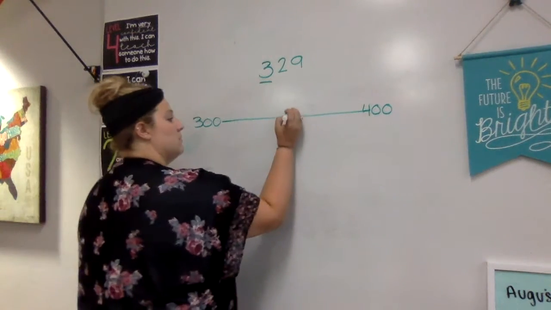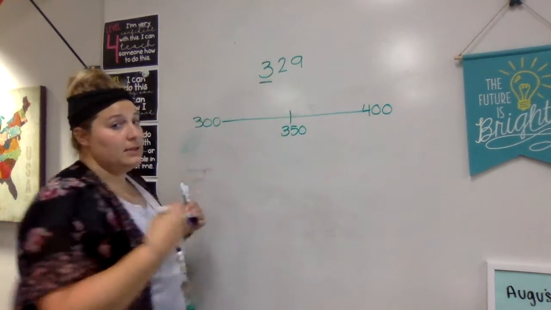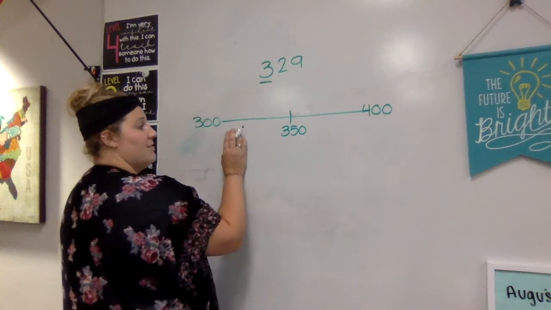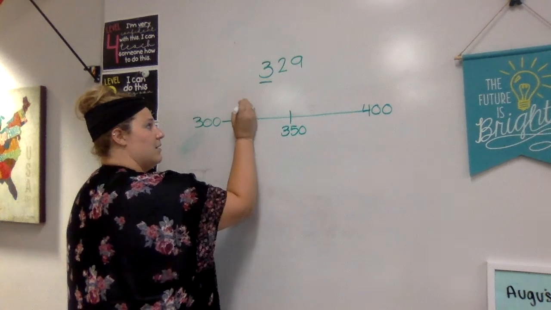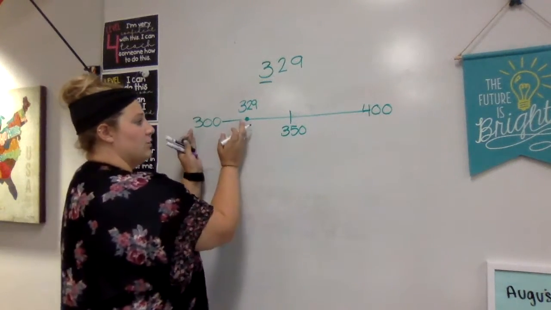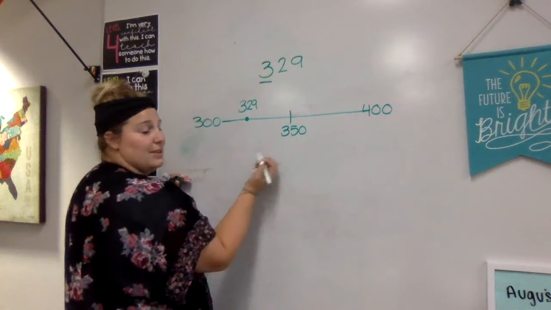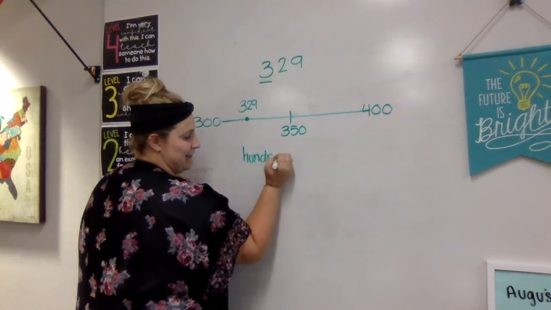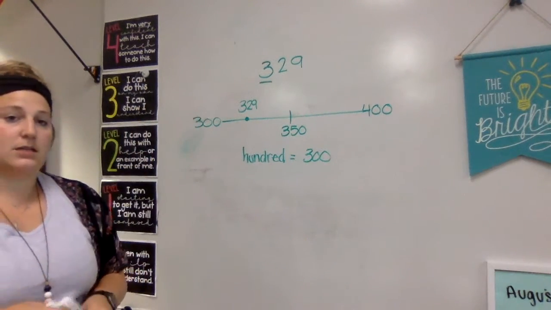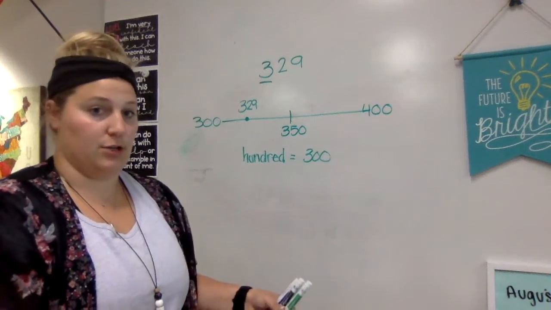Now, what's in the middle? 350. And if I look here, if I'm starting to get rounding, I notice that's a 2. So that's 4 or less. It's going to fall on this side, right about here. So now it's easy to see. What is it closer to? Is it closer to the 300 or is it closer to the 400? It's closer to the 300. So 329 rounded to the nearest 100 is 300. Because what that's asking you is what 100 is it closer to? Well, it's closest to 300.